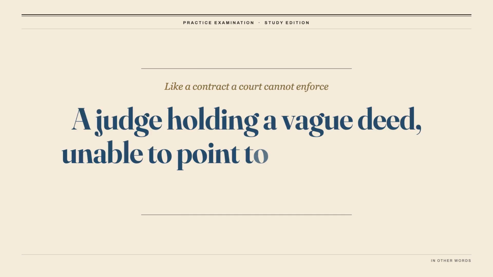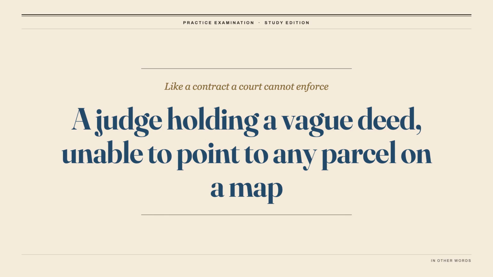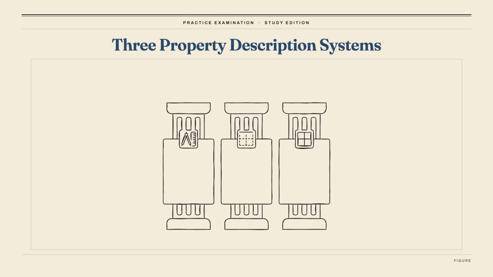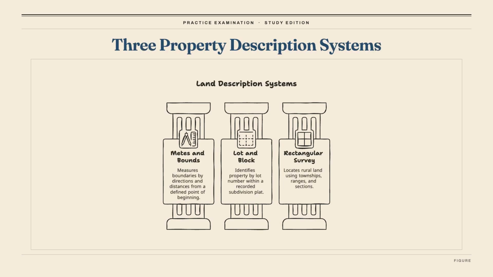This traces back to the statute of frauds, which requires a land sale contract to describe the property well enough that a court could enforce it. If the description fails that test, a buyer who did everything right may find she cannot compel the sale through specific performance. 3 systems handle nearly all Missouri property.